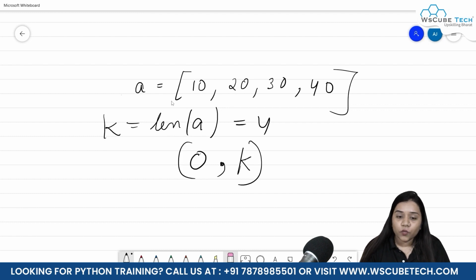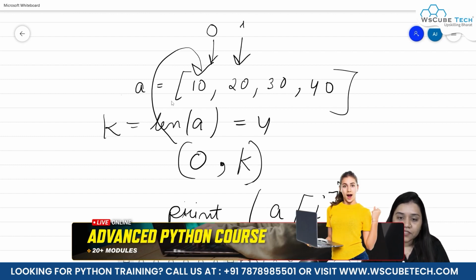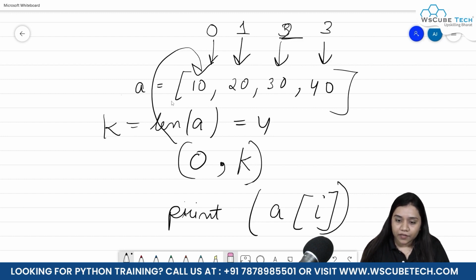Now how the for loop will iterate: it will start from index number 0. It will go to the first element and print it. I'll be writing print, A, and I index over here, the element of A on the I index. So I starts from 0. At index 0 we have 10. Then it goes to the next number, that is our 20, then the next number, that is our 30, and lastly index 3. Okay, so this is how it will be iterating.